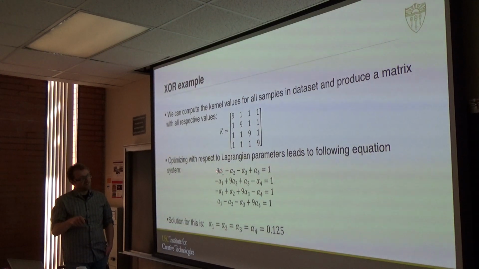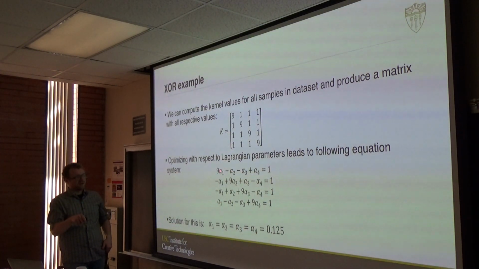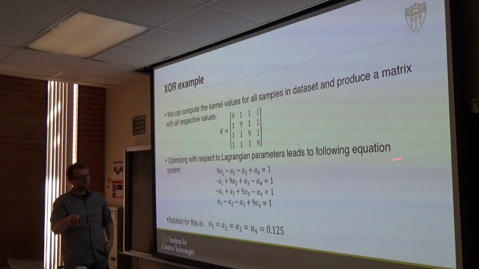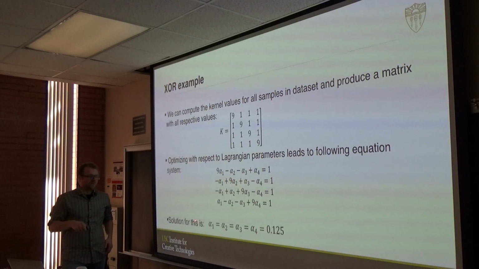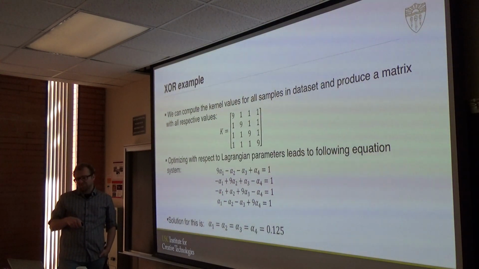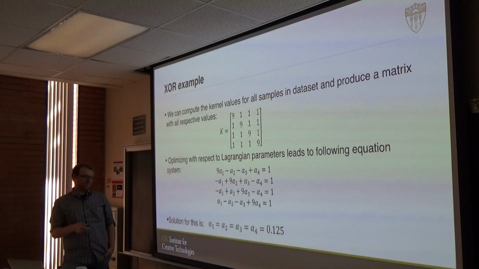And what we do now is we take the first equation and reformulate it until we have alpha 1 on this side equals etc., and so on. We have 4 equations with 4 variables, and the optimal solution in this linear equation system is, for all of the alphas, 0.125.